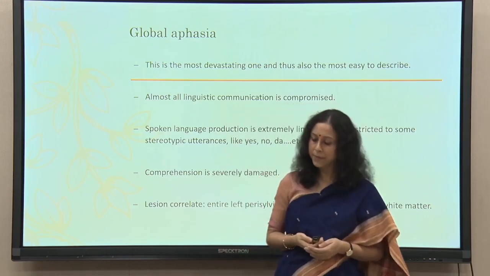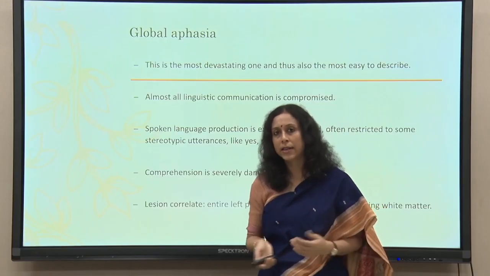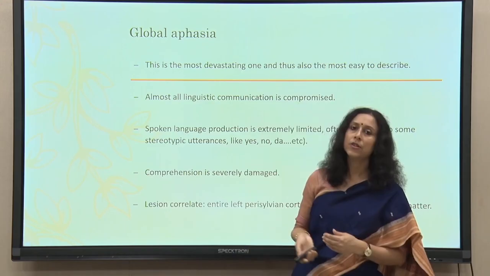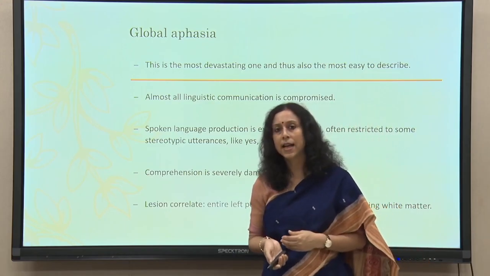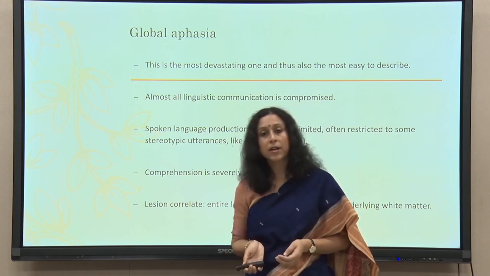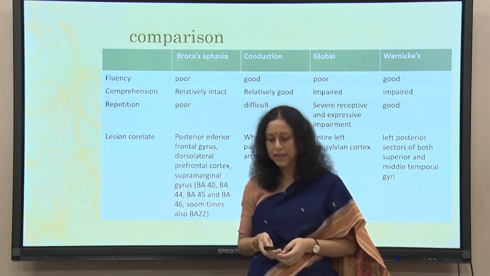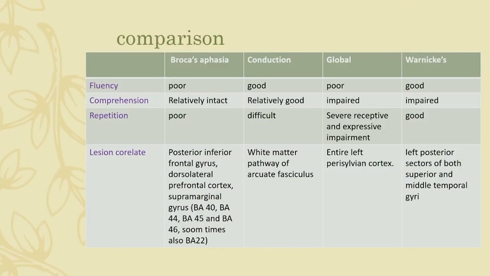Comprehension is also severely damaged, and the lesion correlate generally shows the entire left perisylvian cortex and the underlying white matter. So, it is a rather broad area that gets affected, as a result of which global aphasics have severe difficulty in comprehension, repetition and production. So, this is a comparison across the four types, and you can see the various kinds of tasks like fluency, comprehension, repetition and their neural correlates.